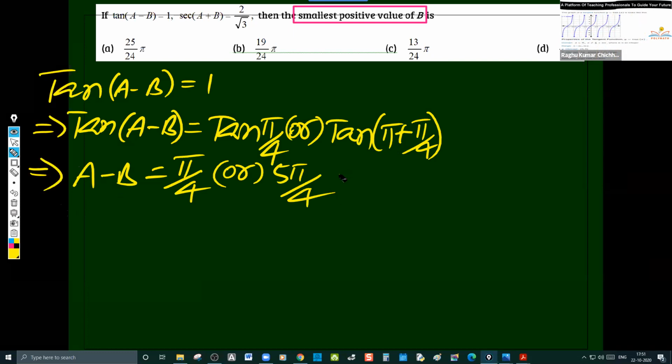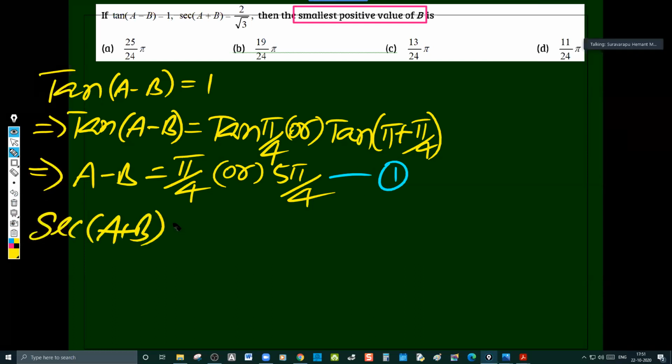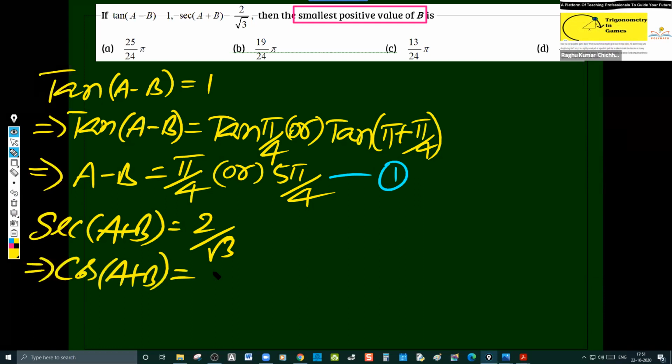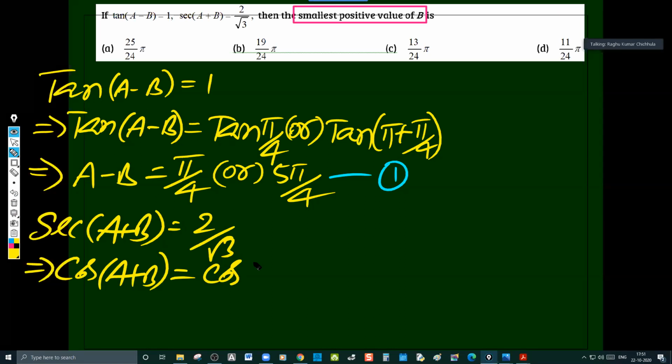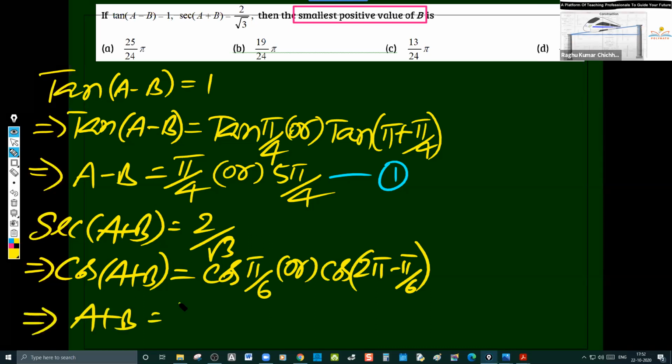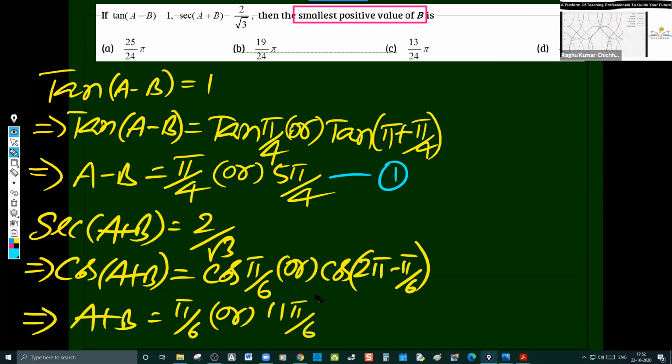Next. Let me say that as equation 1. Now, tell me what is the second condition given? Secant of A plus B equals 2 by root 3. Very good. Now, let me write this. Cos of A plus B is equal to root 3 by 2. For what value of A plus B does this become root 3 by 2? Cos pi by 6, no? Pi by 6. Or you can write it in the fourth quadrant also, 2 pi minus pi by 6, because cos is positive in the first and fourth quadrants. A plus B is equal to pi by 6, or the second value is 11 pi by 6. Let me say this as equation 2.